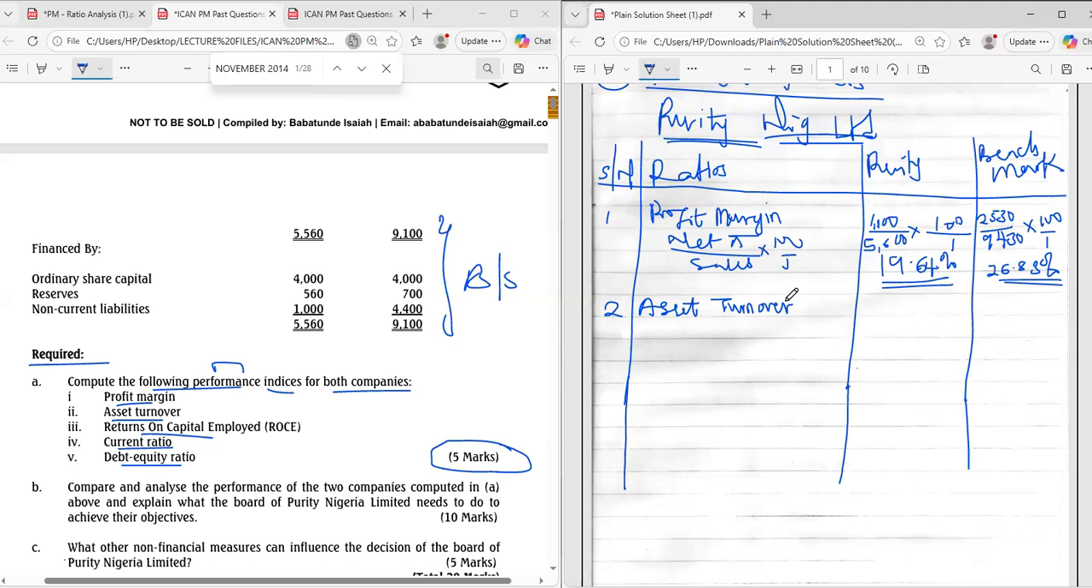Benchmark has a profit margin of 26.8%. So the benchmark is performing better because it has a profit of 26.8% compared to 19.6% of Purity. They're just repeating the percentage for me.